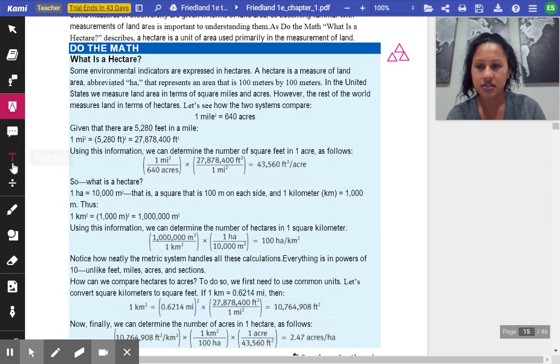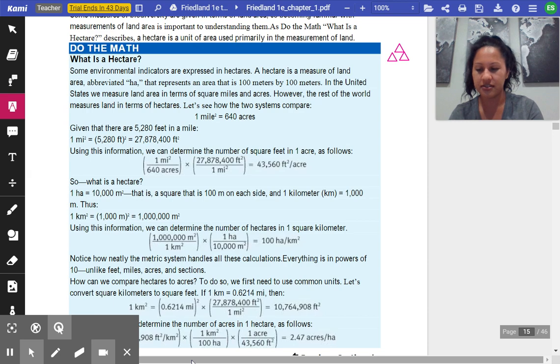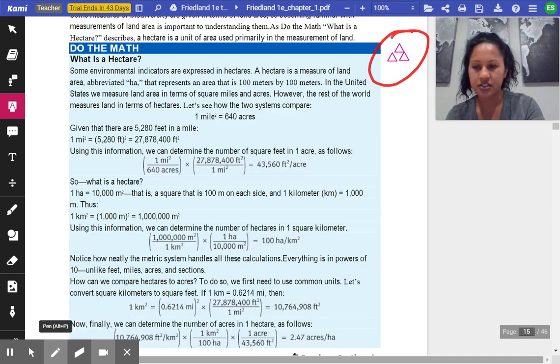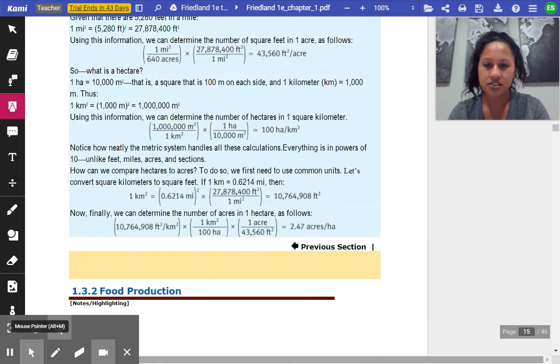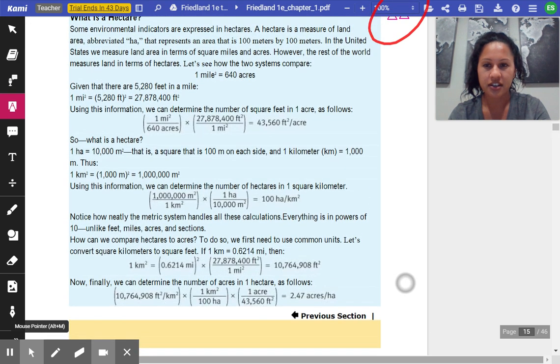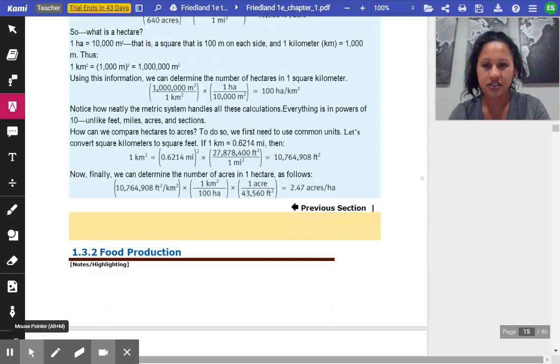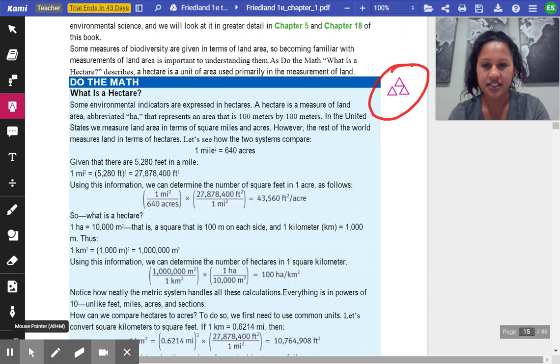Okay, so here, as you see, we have the 3 triangles. I want you guys to make sure that you are aware about how to convert between hectares and acres. Okay, so the calculations are below. So one hectare is equal to 2.47 acres, or we can say 1 acre is 0.4 hectares. So either conversion is fine in this case.